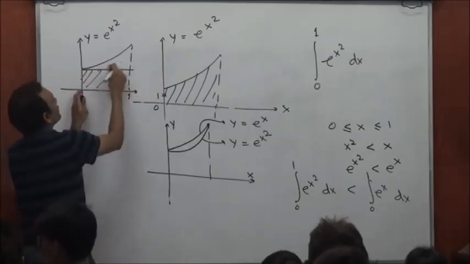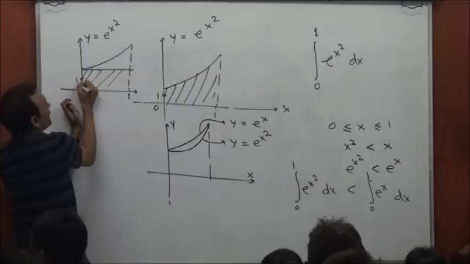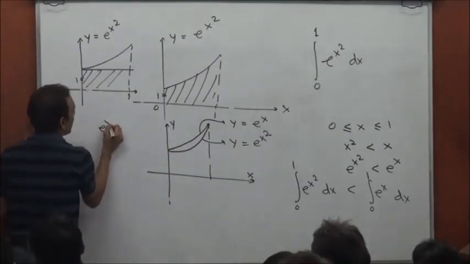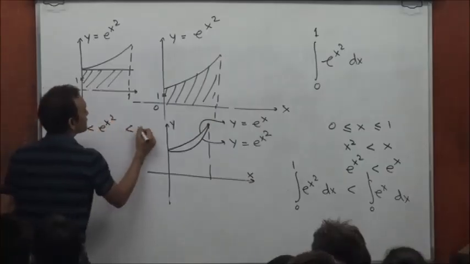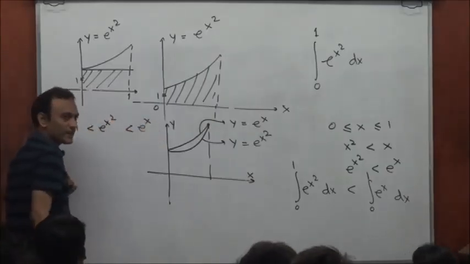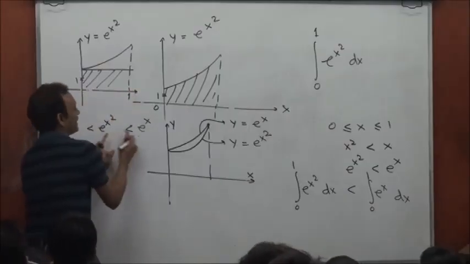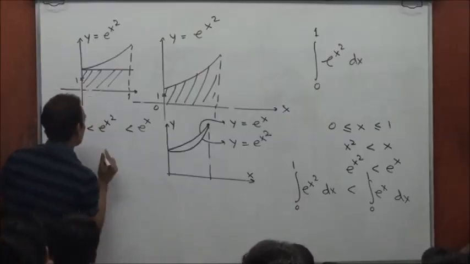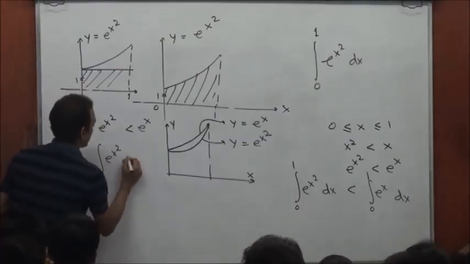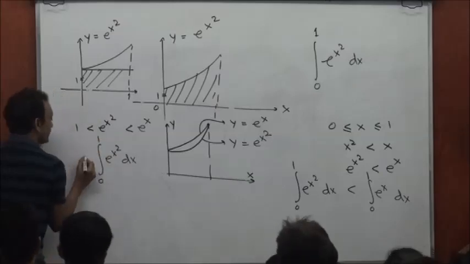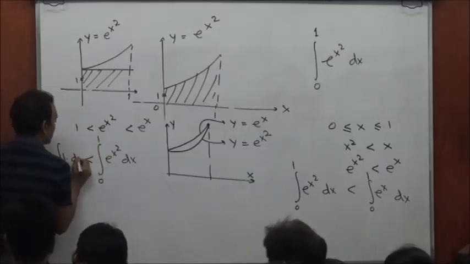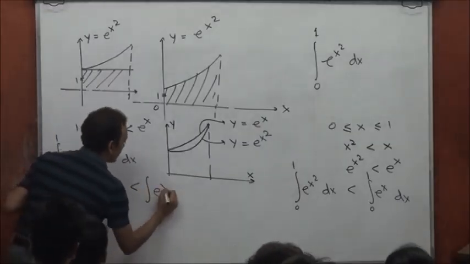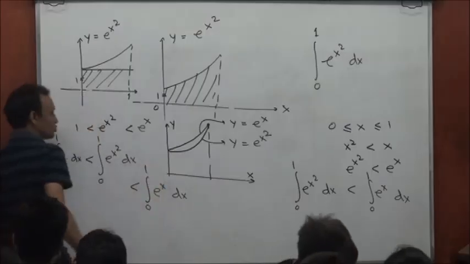In the interval 0 to 1, the area of this shaded rectangle is 1 unit. Now, I can also say that e power x squared is greater than 1, less than e power x. Can I say this in this entire interval 0 to 1? And based on this, I say integral e power x squared dx, 0 to 1, is greater than integral 1 dx, x changes from 0 to 1, and less than integral e power x dx, x changes from 0 to 1.